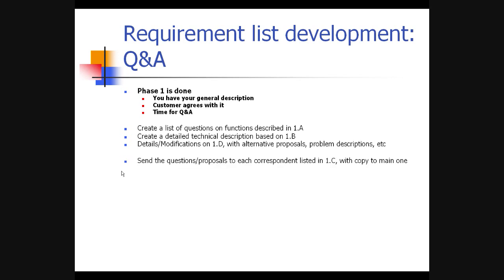You're going to send the questions and proposals to each correspondent listed in the list of correspondents 1C, with a copy to the main correspondent. You don't need to wait until you've done all the 3 previous lists of questions to send everything. You can start sending questions as soon as they are ready. But each time, remember to send a visible copy to the main correspondent.